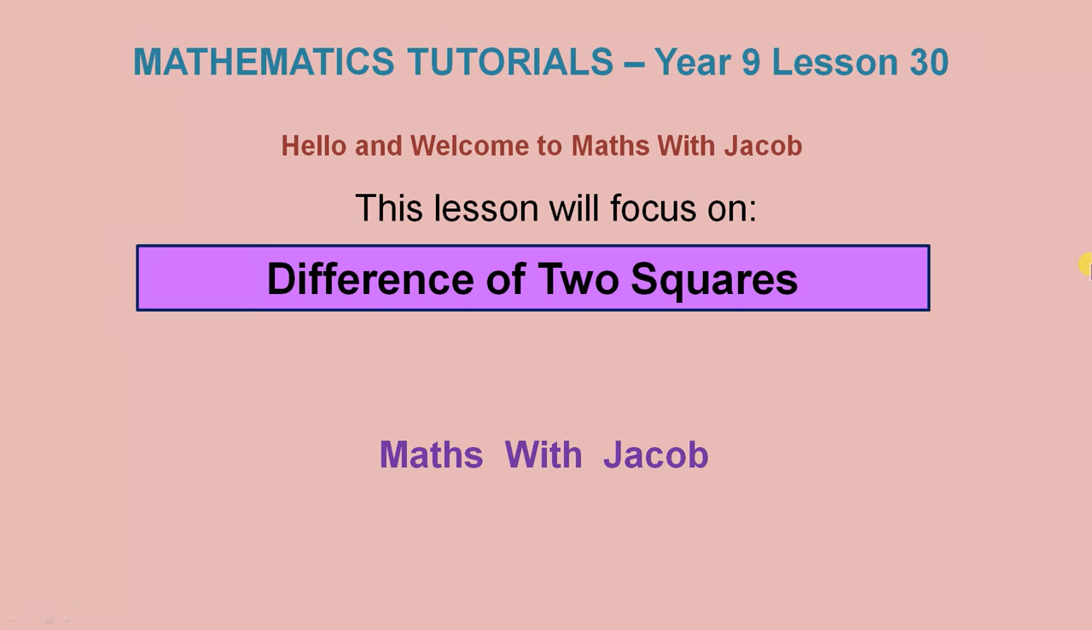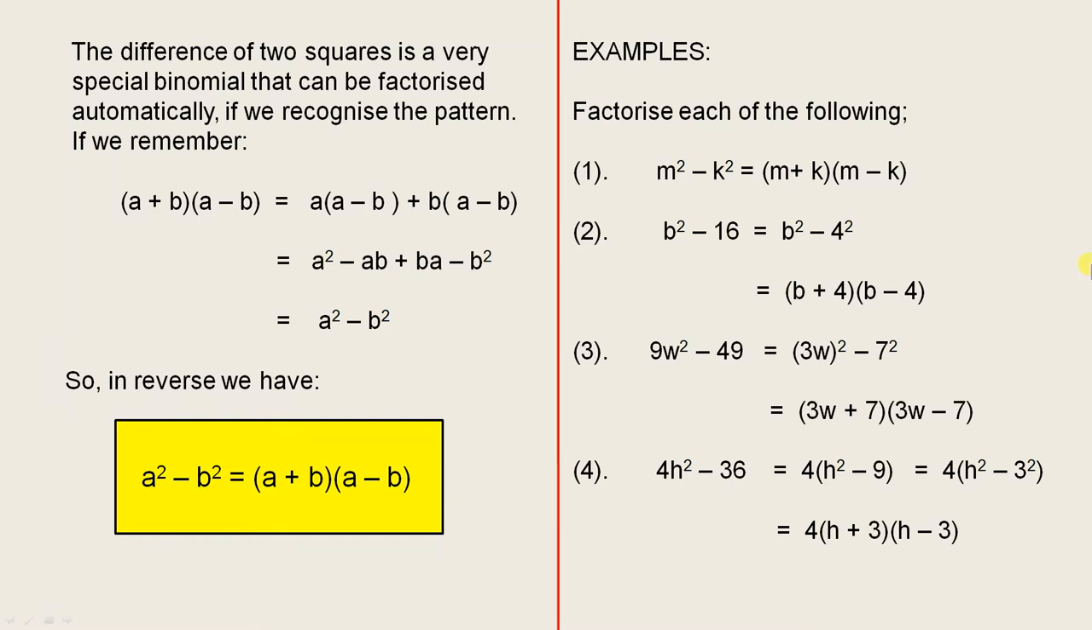This lesson will focus on difference of two squares. The difference of two squares is a very special binomial that can be factorised automatically if we recognise the pattern.